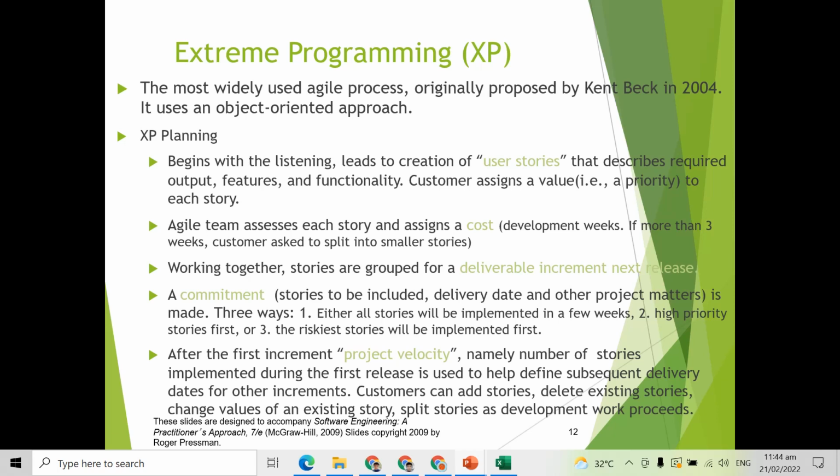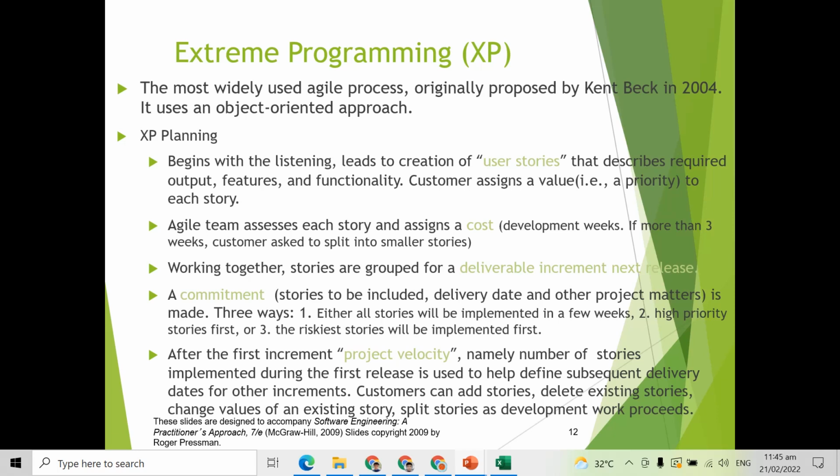The agile team assesses each story and assigns a cost, measured in development weeks. If it is more than three weeks, the customer is asked to split it into smaller stories. Working together, stories are grouped for a deliverable increment, the next release. A commitment is made on the stories to be included, the delivery date, and other project matters.